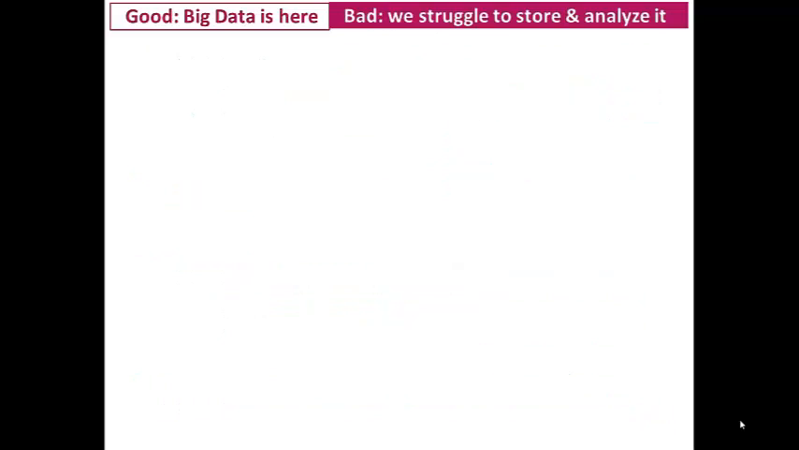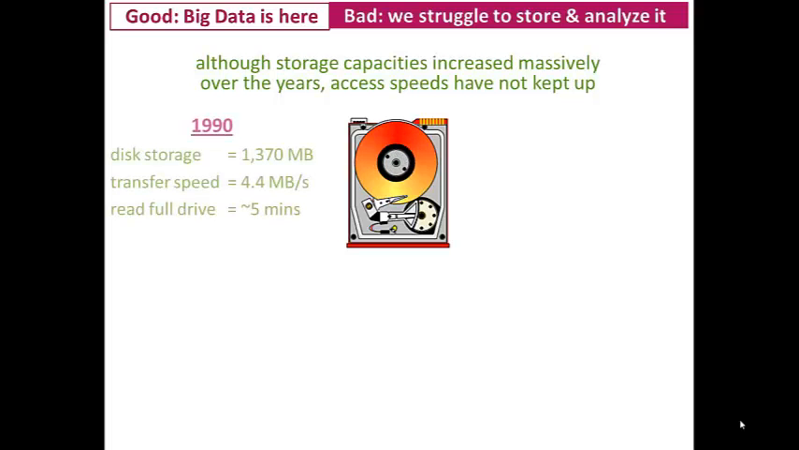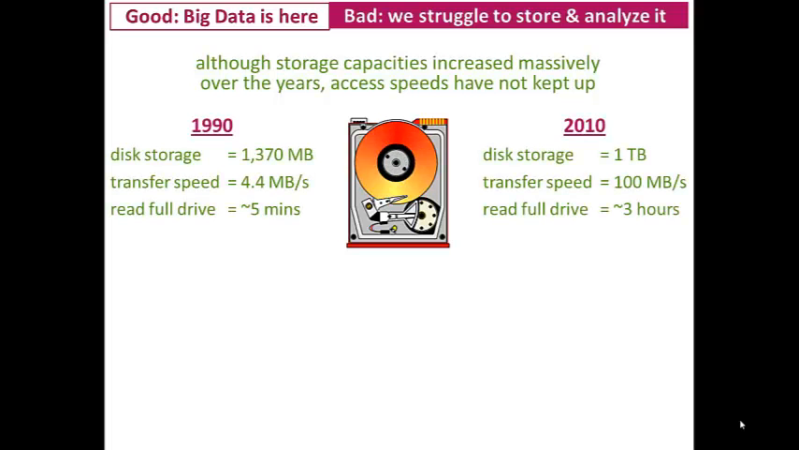So the good news and bad news is we now have big data, but how are we going to store and process it? Although the storage capacities of hard drives have increased massively over the years, their access speeds have not kept up. Back in 1990, the storage space and transfer speed of our drives were very low compared to modern drives. 20 years later, storage space increased by 77,000%, but transfer speed increased by only 2,000%.